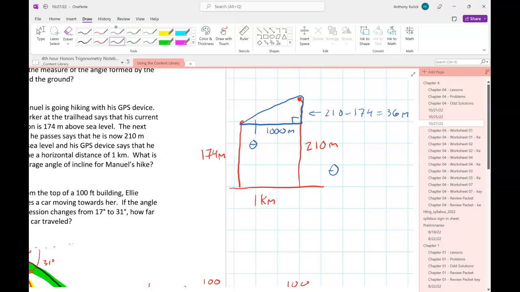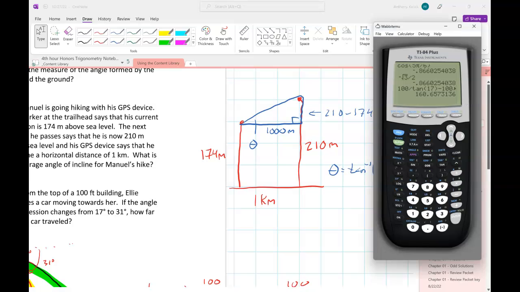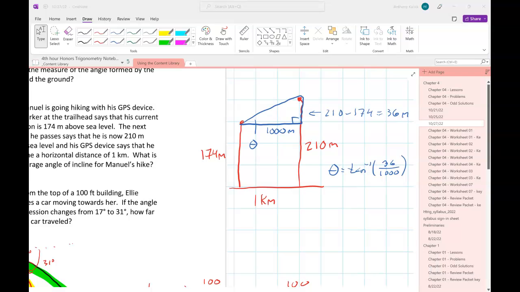And then I'm done, right? So theta should be tan inverse of opposite over adjacent. And it's calculator time. Tan inverse 36 divided by 1,000 is 2.06 degrees.